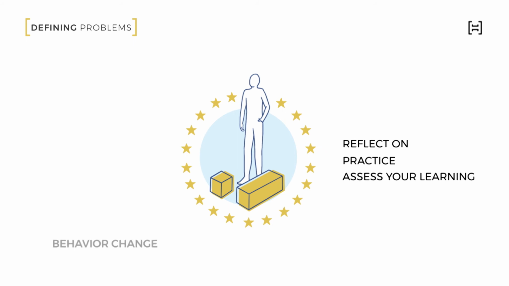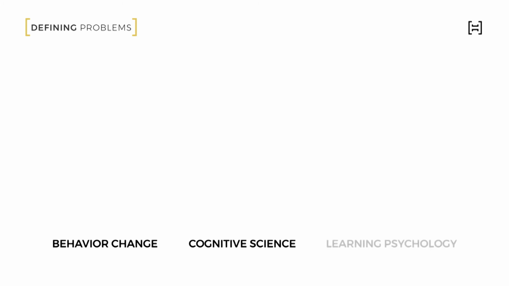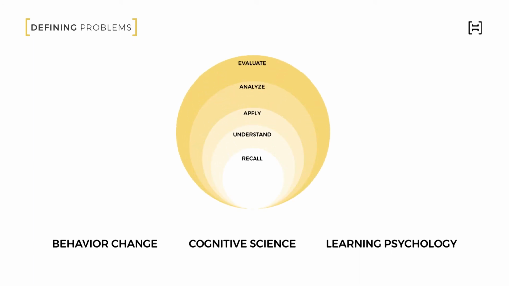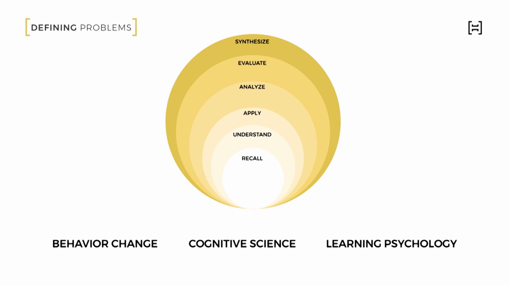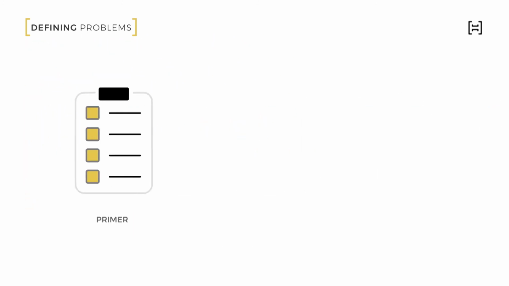Inspired by principles of behavior change, cognitive science, and learning psychology, our exercises will enable you to recall, understand, apply, analyze, evaluate, and synthesize your learning. We have a few formats of exercise sets through the course. The primer is a set of questions at the beginning of the course. It will facilitate reflection, self-assessment, and goal setting. The practice exercises used throughout the course are a critical learning tool. They appear after key concepts and are designed to help you apply your understanding.